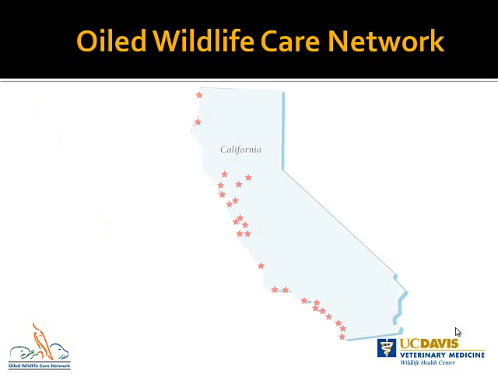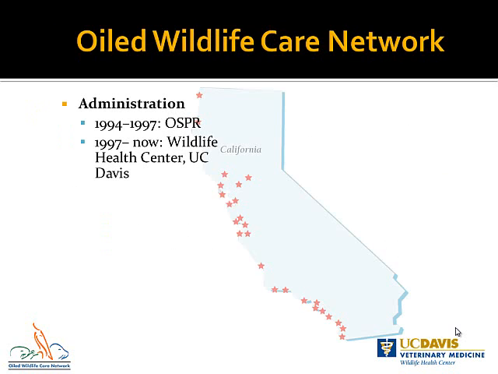Okay, finally I get to the OWCN. So the Oiled Wildlife Care Network is a network organization that exists throughout the state of California, and it is unique. We're way above, way far beyond anywhere else in the U.S. in terms of oil spill response on the wildlife side, and we're very proud of it.